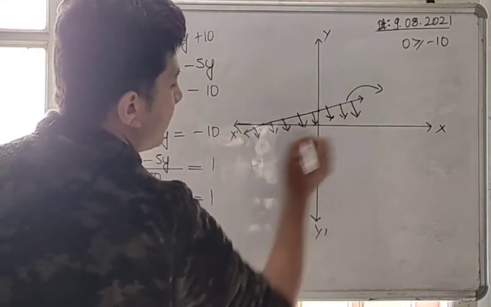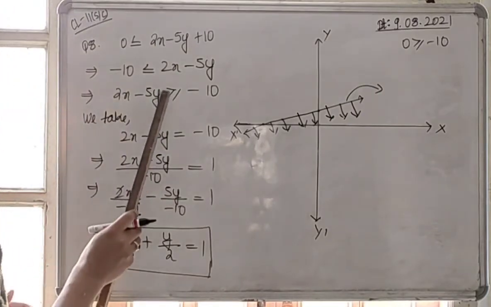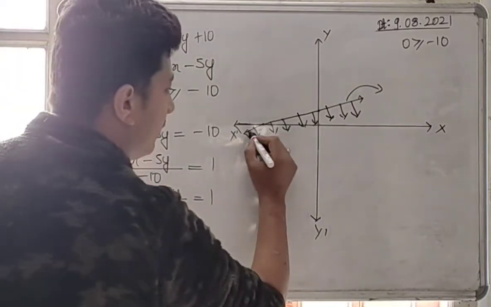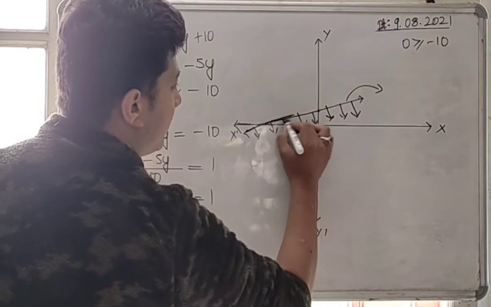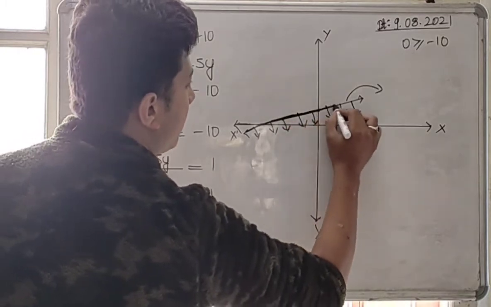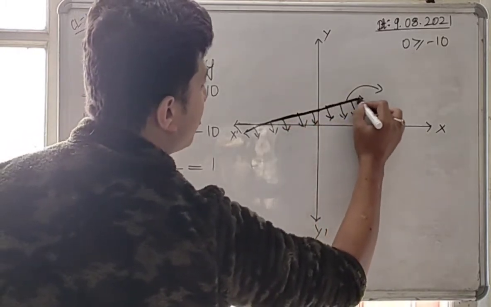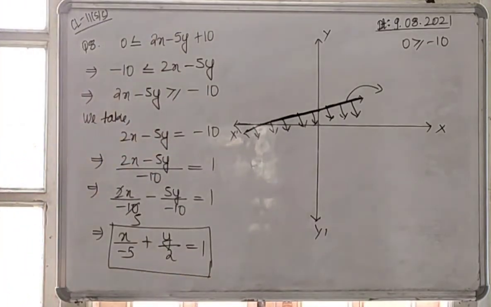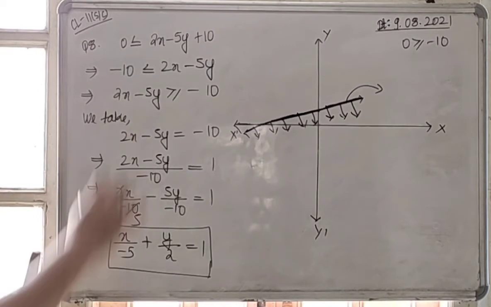How about this line? Is it included? Yes, since it is greater than or equal to, this line is also included. So this will be a dark line like this. I hope this makes it clearer, and I hope you're clear with this. Pause the video, note it down, and we'll keep it till question number 8 from this exercise.